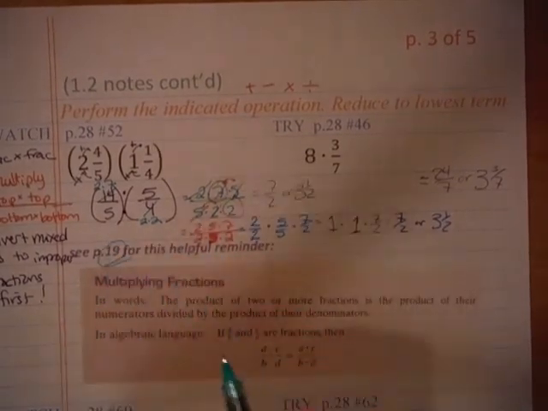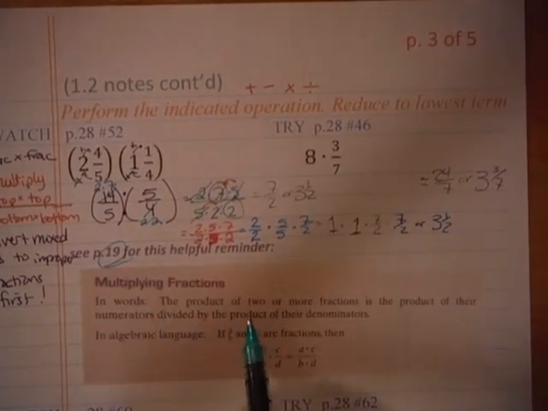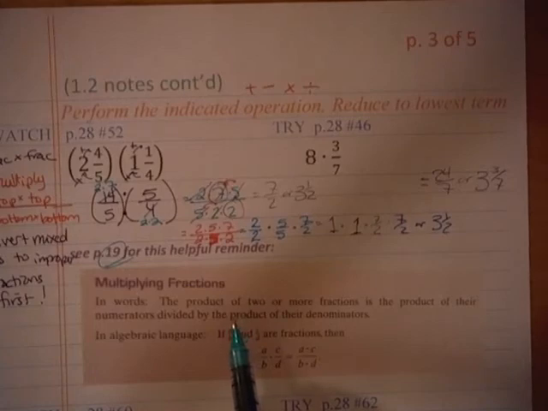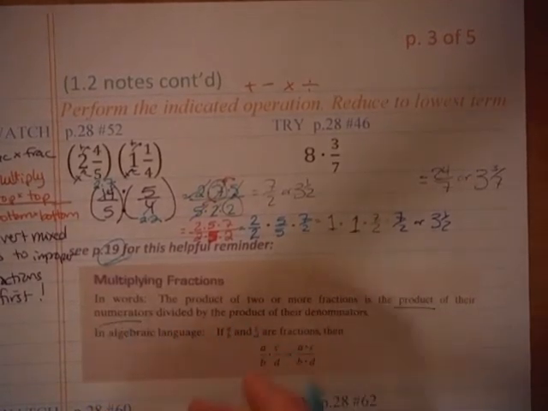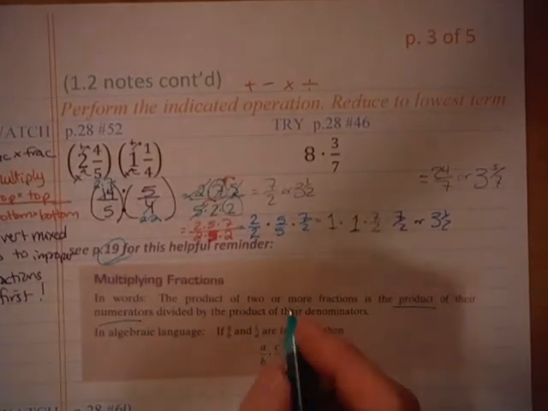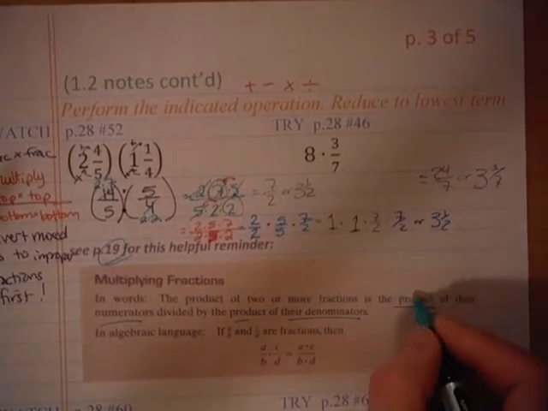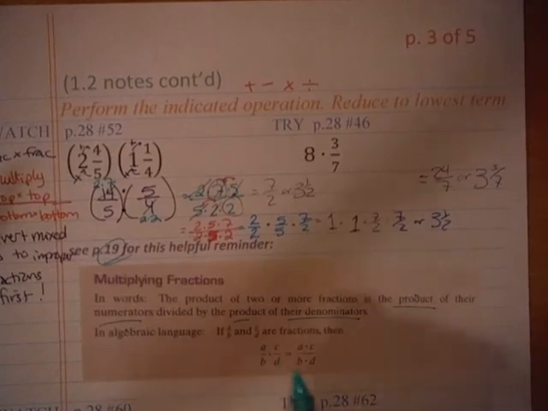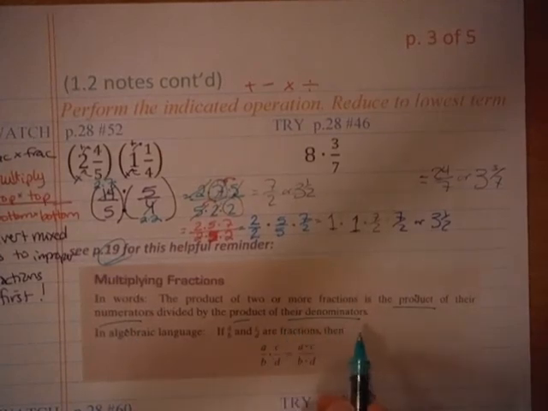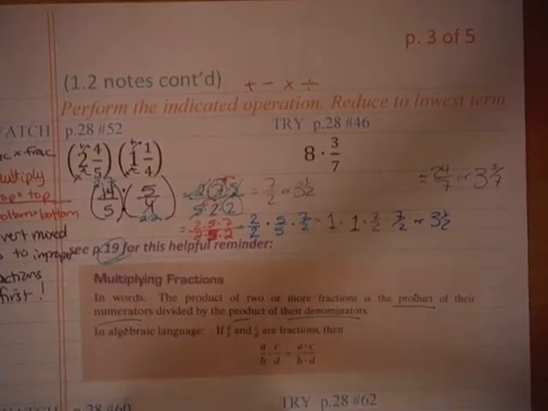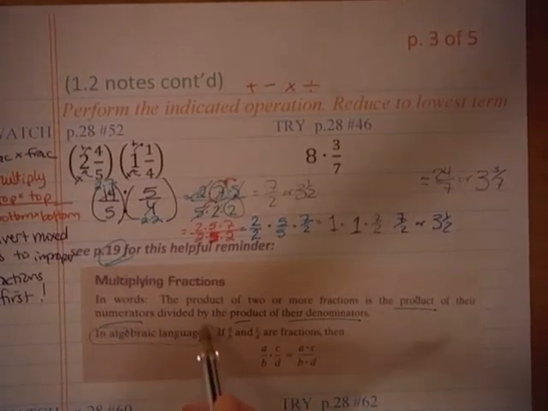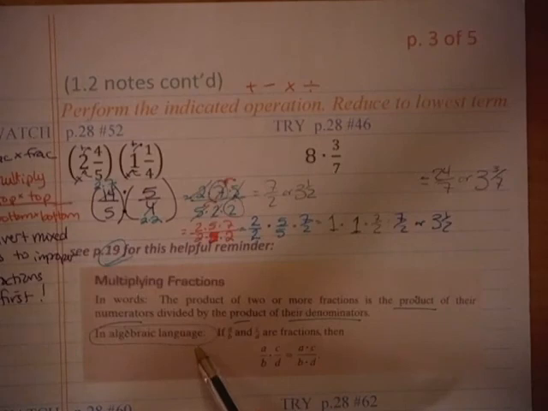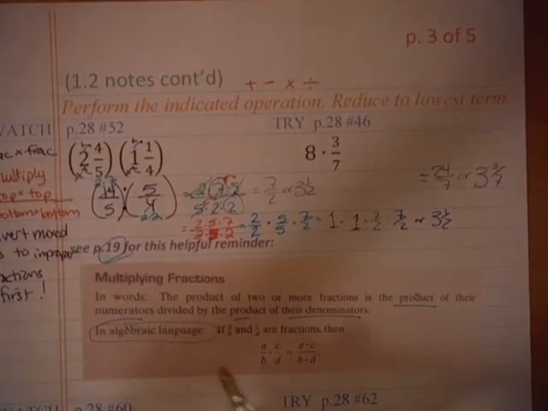Page 19 has the book talking you through multiplying fractions, talks about that the product of two or more fractions is the product of their numerators divided by the product of their denominators. In other words, you're going to multiply the numerators, top times top, multiply the denominators, bottom times bottom. And then really, really good. See if you can kind of force yourself to think this one through. In the algebraic language, what does that rule look like?